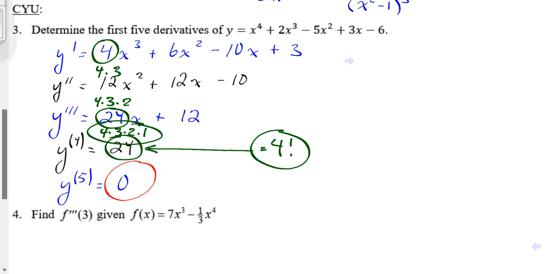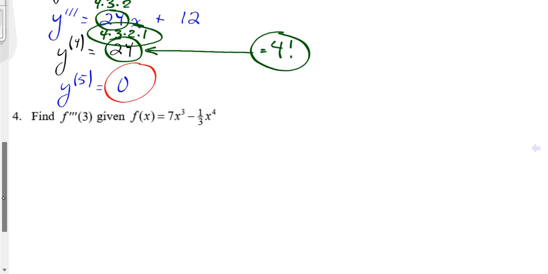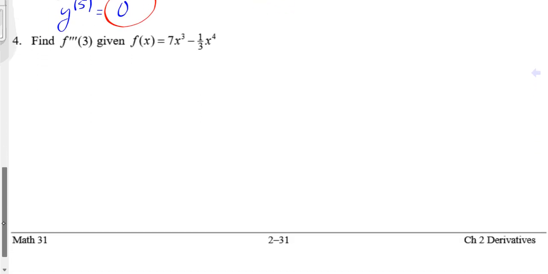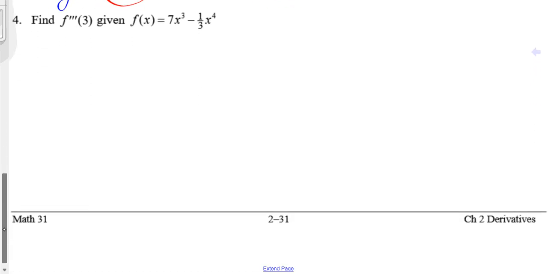Keep in mind that all of that happened because this coefficient was 1 in front of the x to the 4th. If we had another coefficient, then that coefficient would be multiplied by this 4 factorial. All right, a couple more questions, and then we'll leave second derivatives using implicit differentiation for another time.